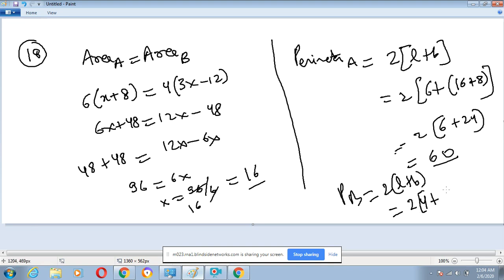Similarly, you can find out the perimeter of B. The sides of B are 4 and 3x minus 12. So you can find out the perimeter, 48 minus 12, 36, 40, 80. Understood?